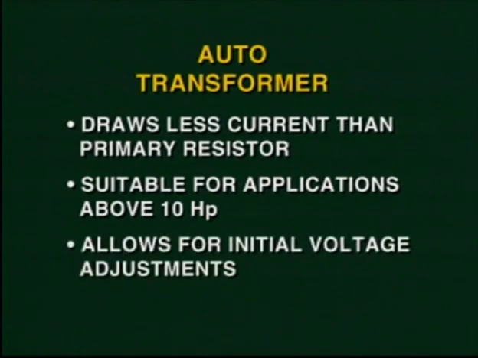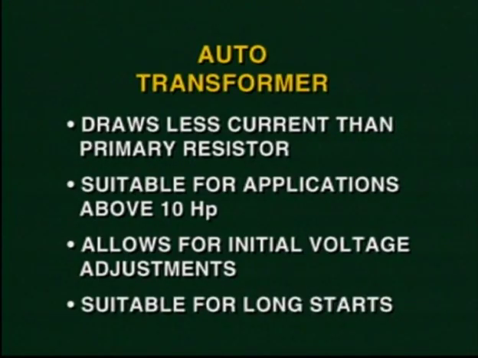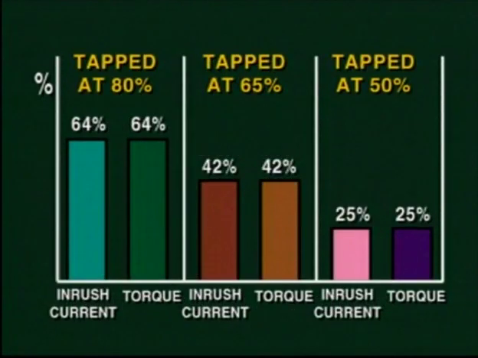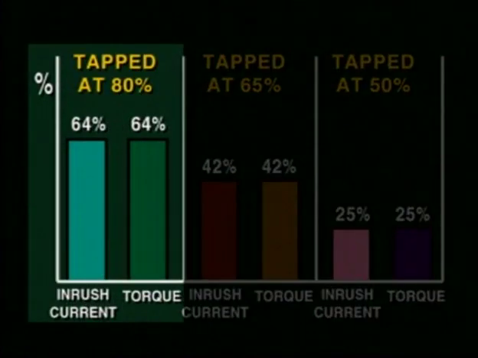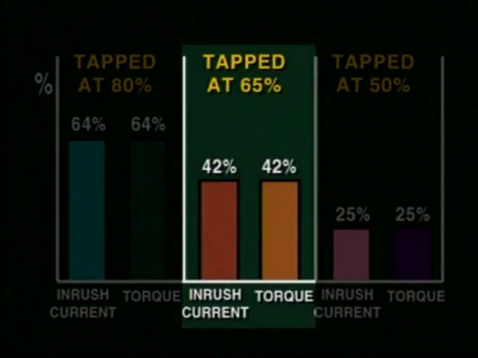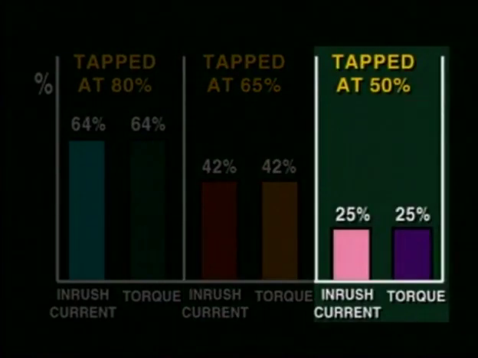This start also allows for adjustments of initial voltage by tapping a different voltage at the transformer. This type of start is also suitable for long starting periods. At 80% voltage, this method gives 64% of inrush current and 64% of normal torque. At 65% voltage, the current and torque are both at 42%, while if tapped at 50% voltage, the current and torque will be lowered to 25%.